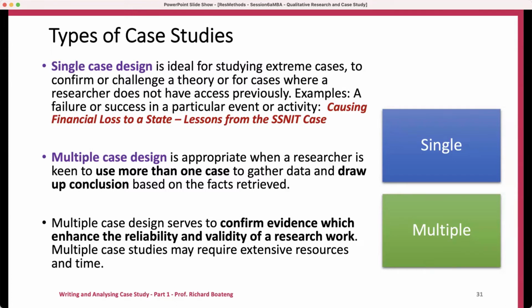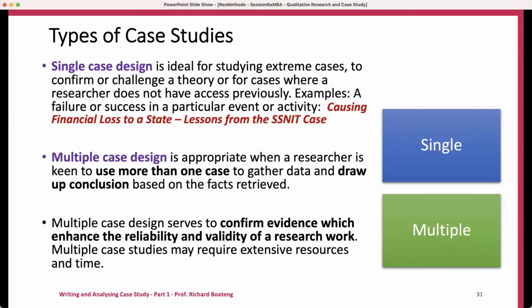And then the single case will look at one bounded system, where it's looking at extreme cases to confirm or challenge a theory. Single case studies are good for confirming and challenging a theory, or to do theory elaboration, trying to check whether the theoretical framework you have built can be illustrated by the particular case that you are trying to use to explain. So that one goes into single case design.